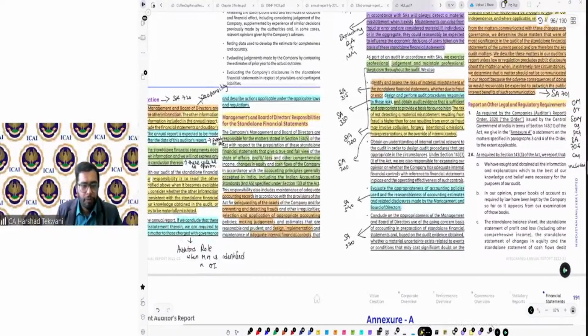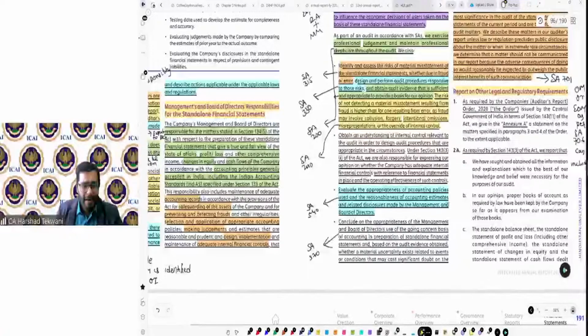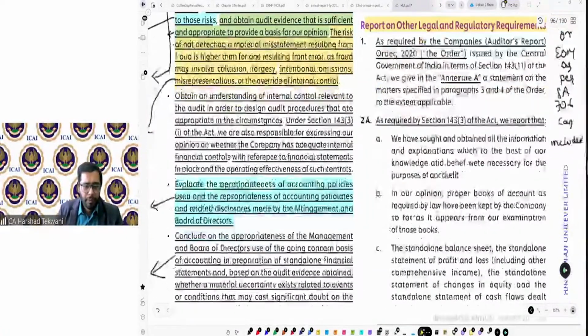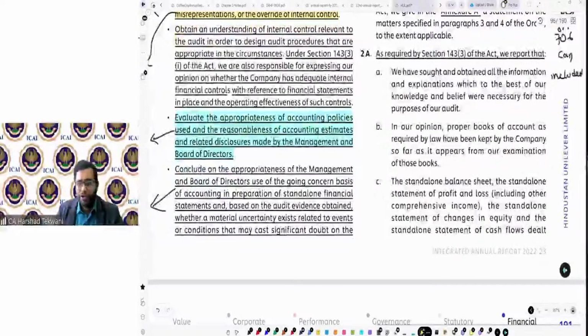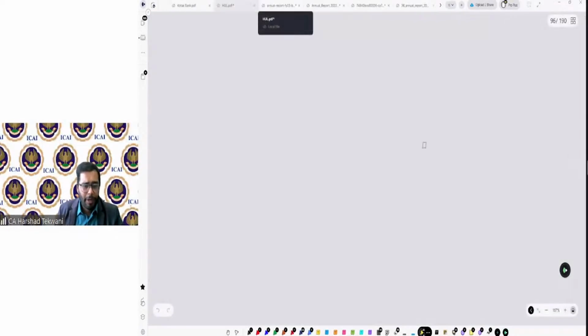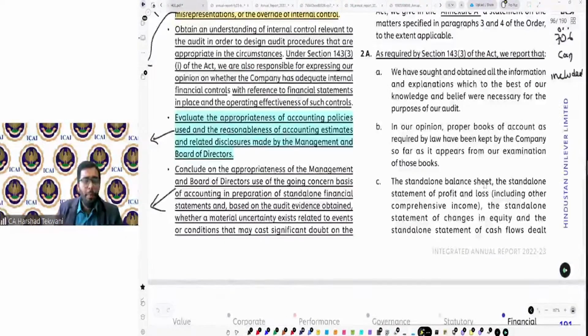Okay, so other legal and regulatory requirements. So again, branches are not applicable to them, so that particular point is not mentioned. Fine. If branch is applicable, then they usually mention that point. But if that is not applicable, then they will not mention that particular point, if there is no different branch auditor per se for that particular company.